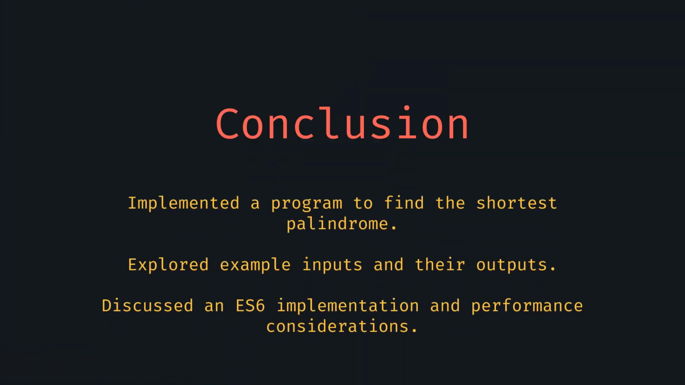To wrap things up, we tackled the problem of building the shortest palindrome by appending characters to the end of a string. We walked through the algorithm, the code, and practical examples. We also explored an optimized ES6 implementation and discussed the algorithm's performance and the edge cases. This is a versatile approach that you can easily adapt for similar string manipulation challenges.